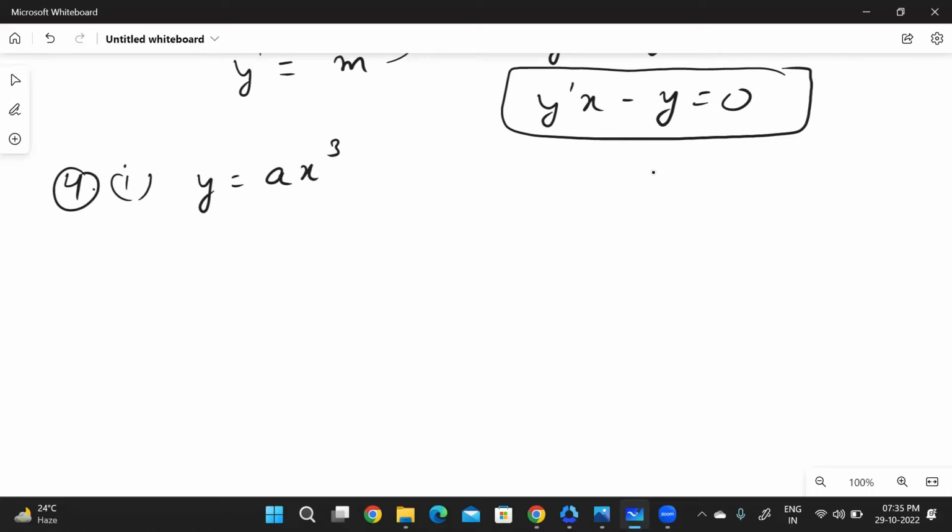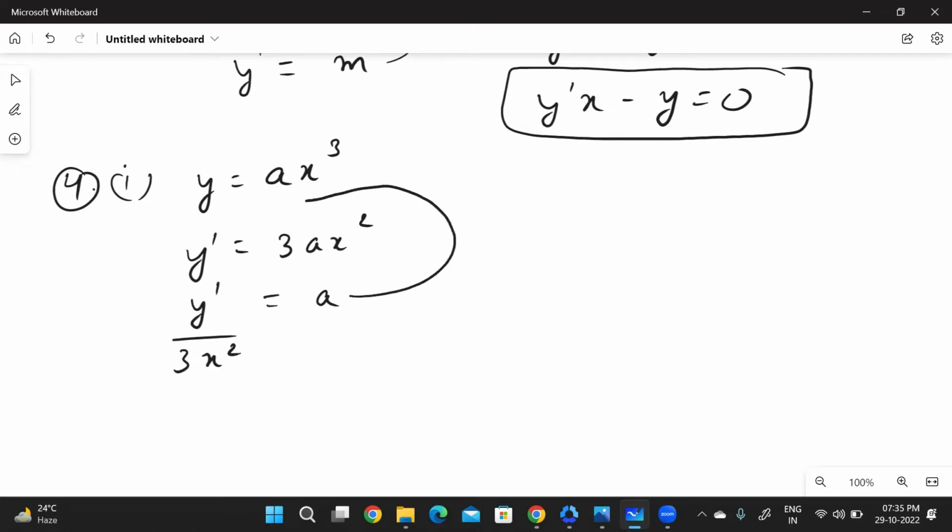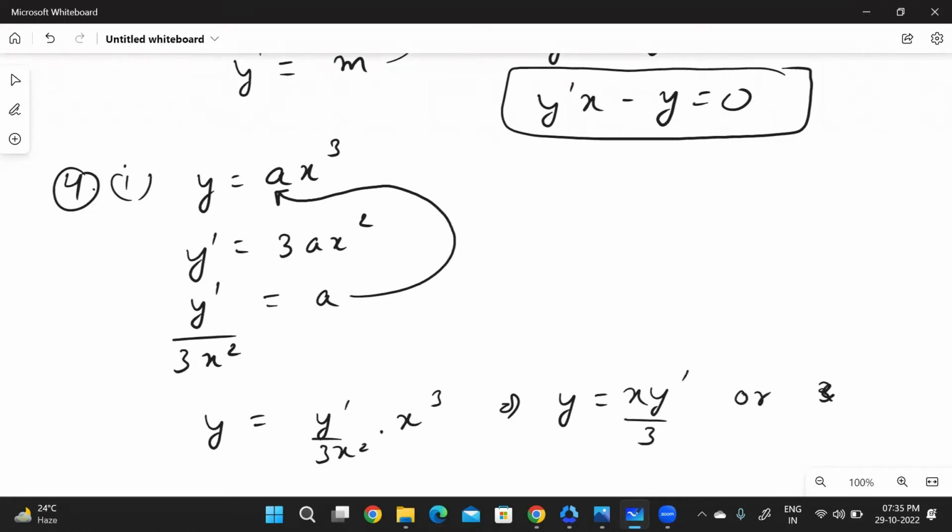So we have a question like this, y equals ax cube. Here also we can just differentiate once to get y dash equals 3ax square, and we can determine the value of a, that is y dash divided by 3x square, and just put back the value of a into our solution to give us y equals y dash by 3x square into x cube. This will give us y equals x y dash by 3, or 3x y dash minus 3y equals 0. So this will be the differential equation.